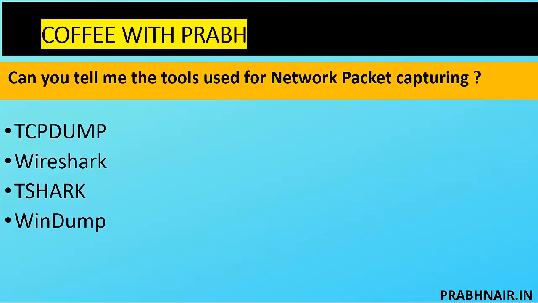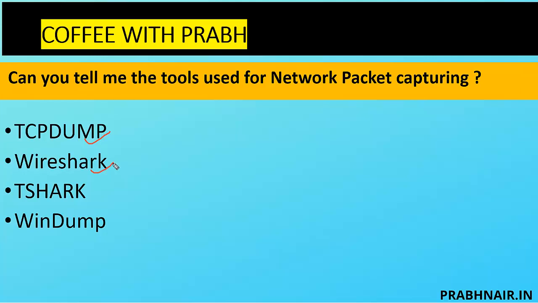First we have TCP dump. TCP dump is a command line utility, which is available for multiple operating systems such as Linux based platforms. Then we have Wireshark. Wireshark is a GUI, which is available for Microsoft Windows and also Linux.